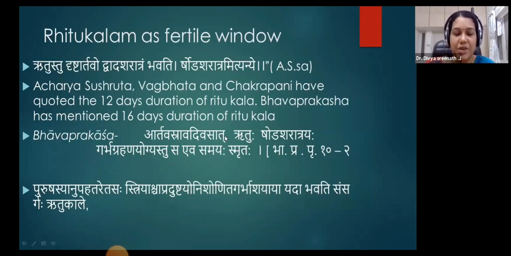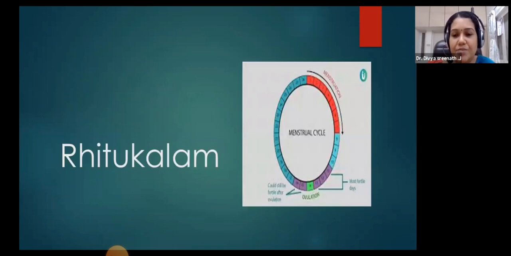So Rutukala is considered as a fertile window. We can also see some references. Rutustu Drishtartave Dwadasharatram Bhavanti: from the first day of menstruation up to the 12th day is considered as Rutukala by Ashtanga Sangraha. But in this cycle, we can see that from the first day to the 12th day, there is only proliferation of the endometrium, and the follicular growth takes place. But ovulation will not take place.